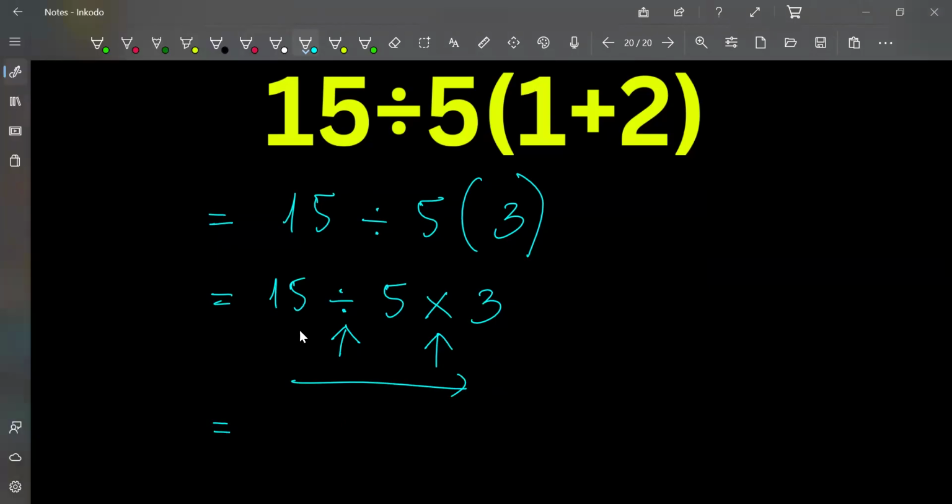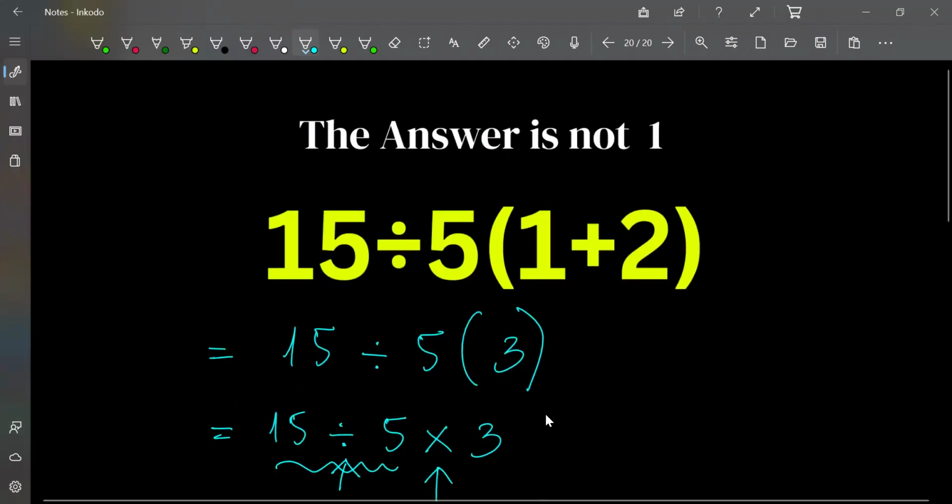So now 15 divided by 5 is 3, and times 3. So 3 times 3 is equal to 9. Okay, so now the right answer is 9. It's not 1. Okay, I hope you understand.